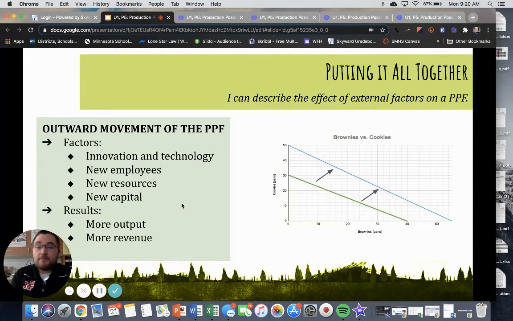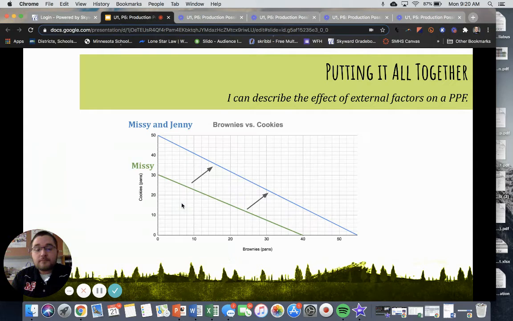It shifted outward. We're going to talk in the next video about what outward movement and inward movement of the PPF is and what different points along the PPF symbolize. But as you can see here, by hiring a new individual, Jenny, to the crew, they were able to produce more because they had more labor.